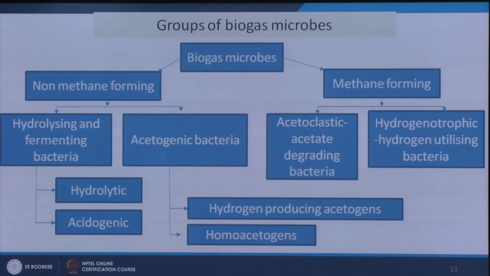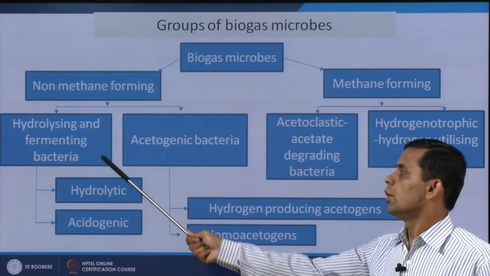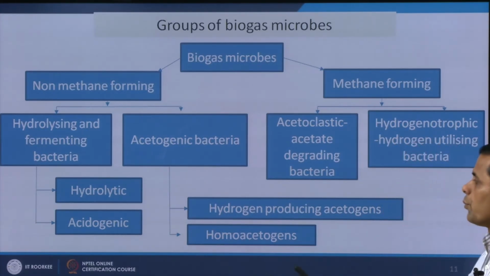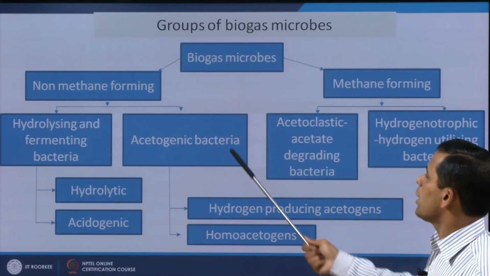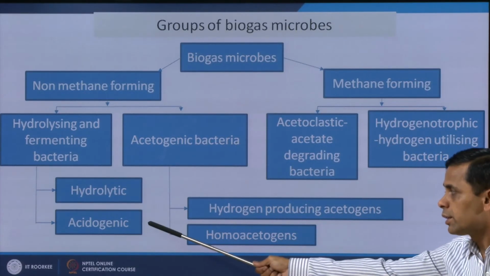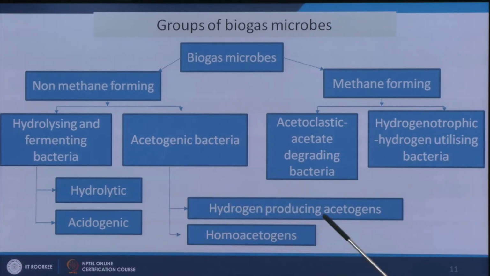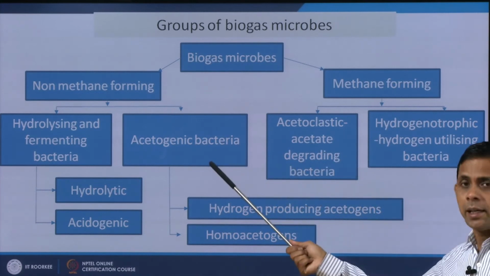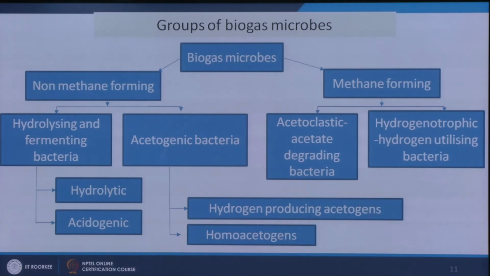Hydrolyzing and fermenting bacteria and acetogenic bacteria are under non-methane forming. These hydrolytic microorganisms help in hydrolysis, and they help to convert the sugars to acids. Then acetogenic bacteria convert long chain, small chain acids to acetic acid, acetates and hydrogen. So, there are two types: hydrogen producing acetogens, where acetic acid plus hydrogen will be formed, and in the other case hydrogen plus CO2 will be converted to acetic acid, that is homoacetogens.